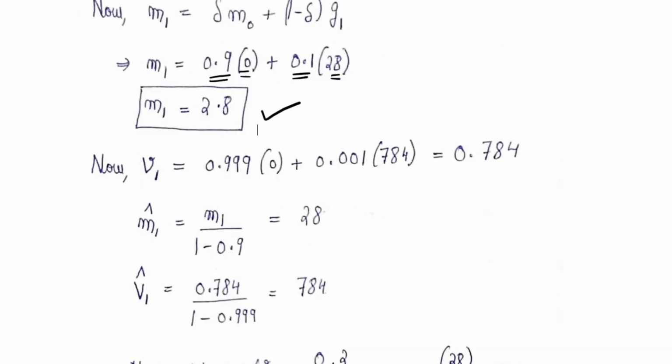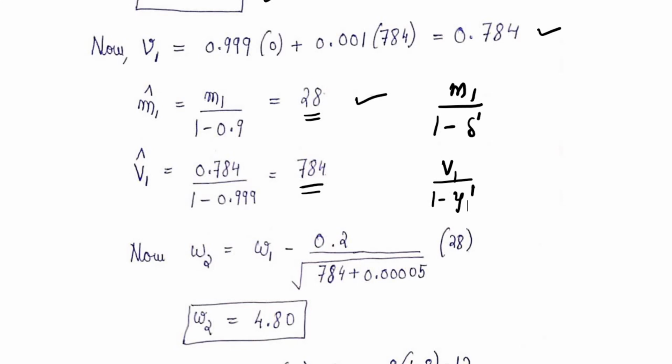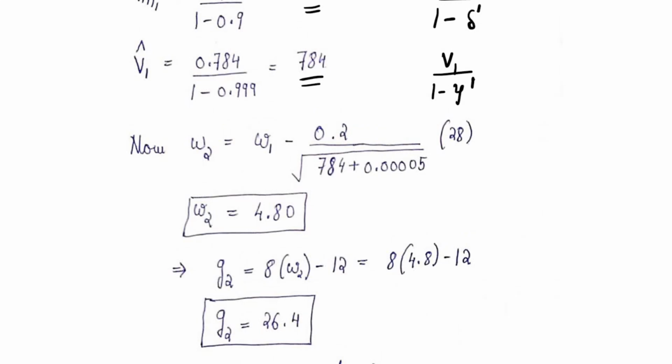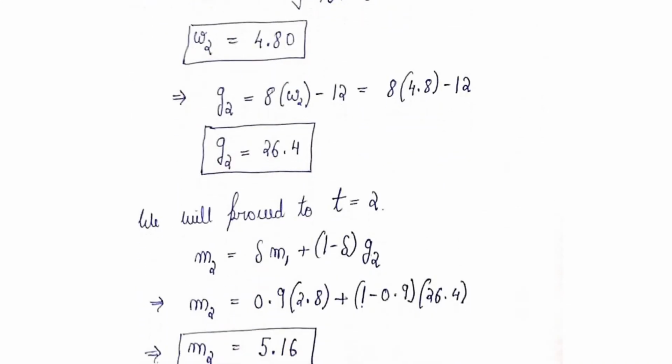On doing so, we get the values of M1 and V1, and eventually we are going to calculate M1 cap. M1 cap is M1 upon 1 minus delta to the power 1. So delta over here was 0.9, power 1 will be 0.9, and we get the value as 28. Likewise, we do it for V1 cap, which is V1 upon 1 minus gamma to the power 1. So we get the value as 784. We proceed further and get the value of W2 by substituting the terms which we have calculated and get the value as 4.8. Using W2, we calculate G2. Now this is a term which is different. I am getting 26.4.